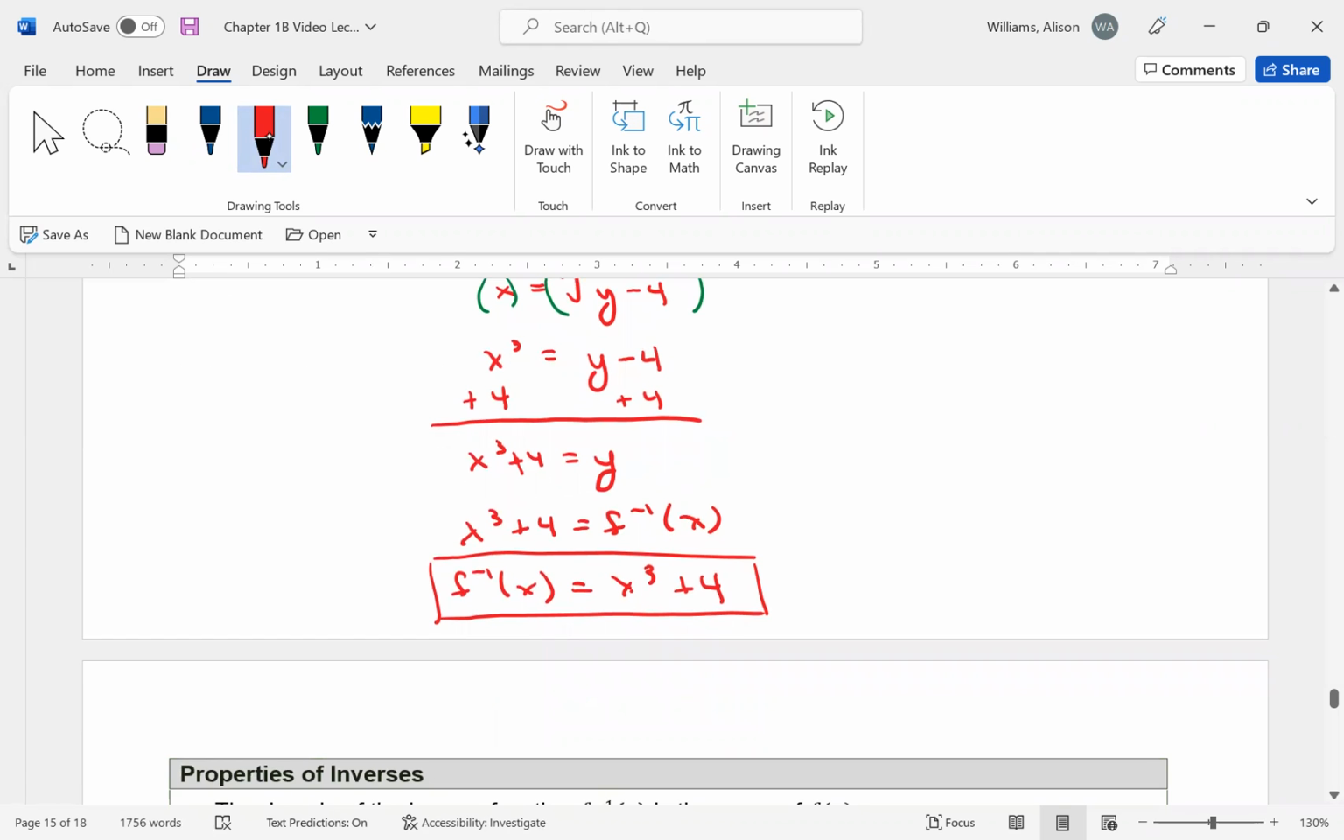Now, in the next video, we're going to talk about some interesting properties of inverses that we should know, but I will save that for the next one.